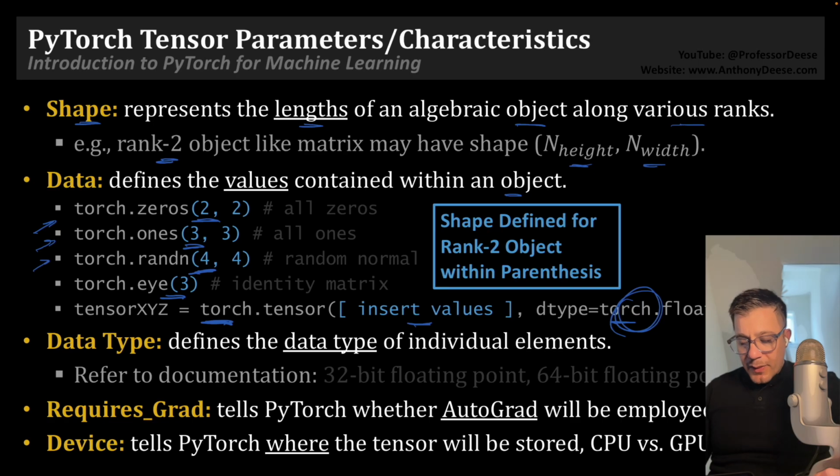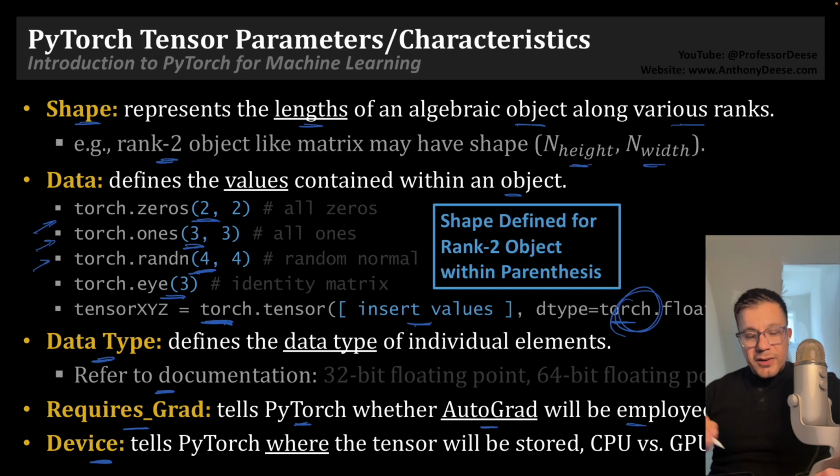Now, associated with that is another characteristic or important parameter of our tensor, and that is the data type. Pretty self-explanatory, it defines the type of data of the individual elements within the tensor. And you can refer to the PyTorch documentation to see what options are available, but it's the usual suspects: 32-bit floating point, 64-bit floating point, etc. Now, we've talked about the requires gradient characteristic previously, and so this tells PyTorch whether the auto-grad, the automatic differentiation capability, will be employed for a given tensor.